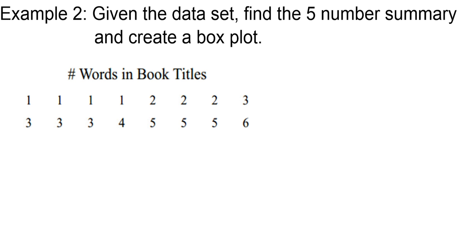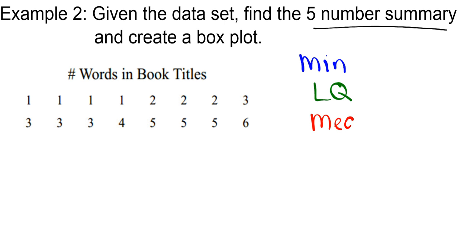Given the data set, find the 5-number summary and create a box plot. So the first thing we're asked to do is find our 5-number summary. And that is going to come from our minimum value, our lower quartile, our median value, our upper quartile, and last but not least, our maximum value. Those are our 5-number summary.